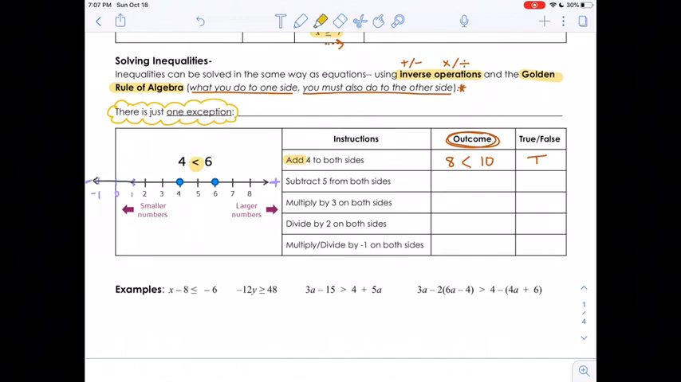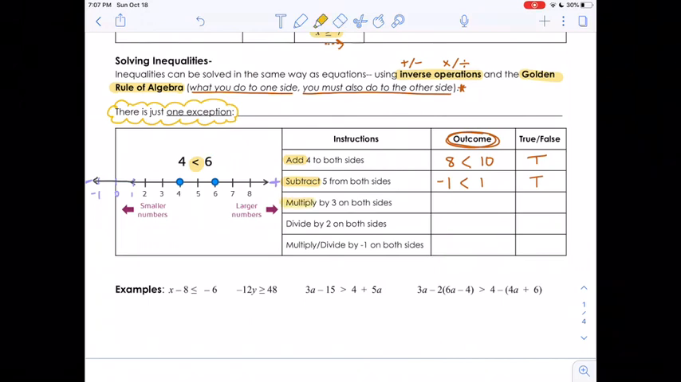Instead of adding 4 to both sides, I'm going to subtract 5 from both sides. So let's see what happens. 4 minus 5 is -1. I'm going to keep my symbol less than. 6 minus 5 is +1. Is -1 less than +1? Yes, that is true. So if I subtract something from both sides, it seems like it will remain true. There's not any problem there. So yes, we can subtract something from both sides and it's going to be fine. Let's go to the next one.